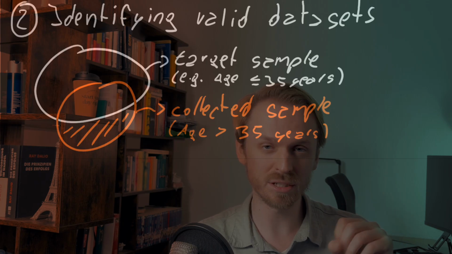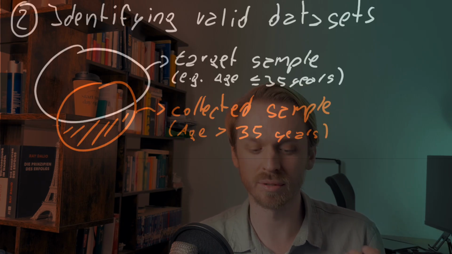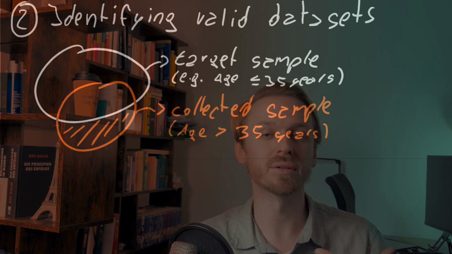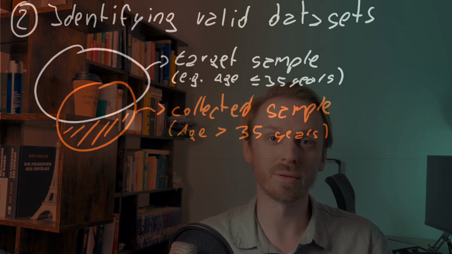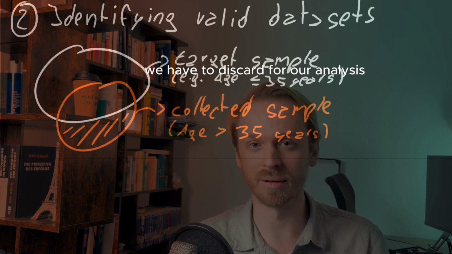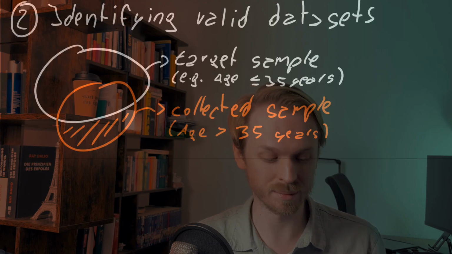So we have a population which we want to analyze, and we have sometimes people we do not want to look at. For example, if we say we only want to look at people below the age of 35, then people who are older than 35, we have to discard for our analysis. Otherwise, we will get to the wrong or to a distorted conclusion in that regard.